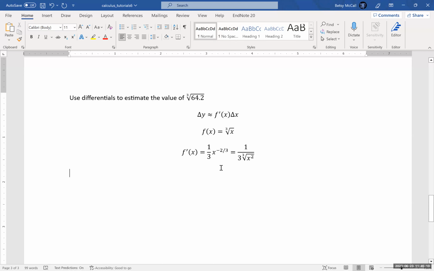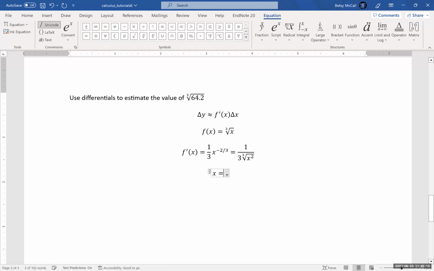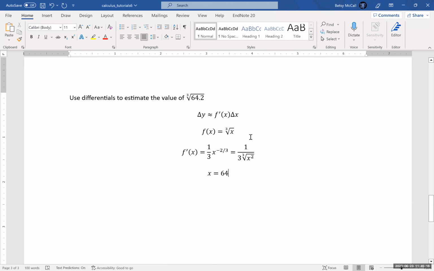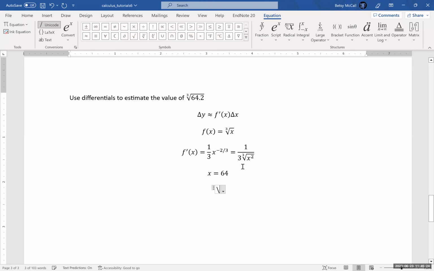So that's our perfect cube. So we're going to let x equal 64, since that's going to give us the nicest answer for our derivative. And then from there, we can actually calculate our delta x. Now, delta x can be either positive or negative, so it's important to keep that in mind.